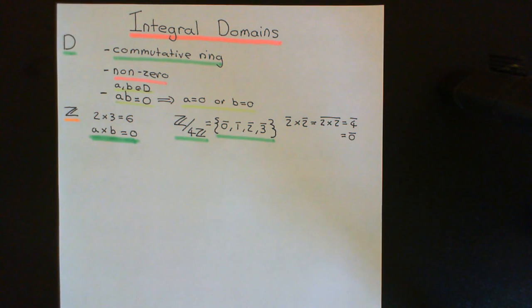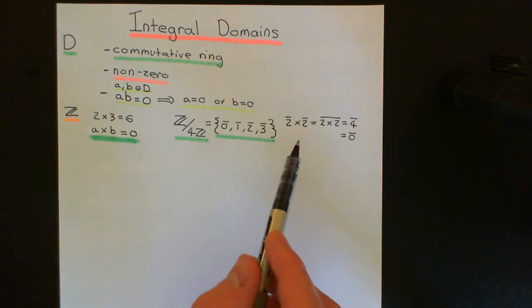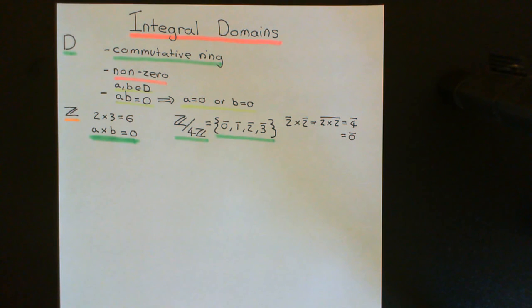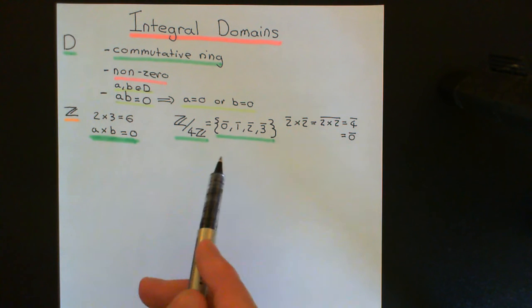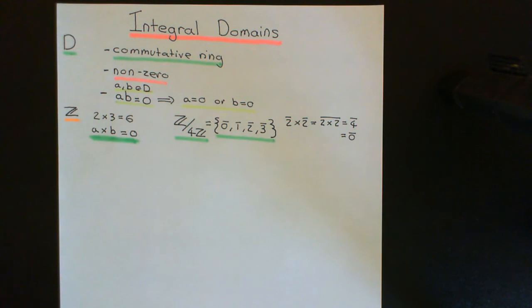which of course is the additive identity in this quotient ring that we've built here. Okay, so here we have two non-additive identity elements multiplying together in this commutative ring to give the additive identity. So this is not an integral domain, basically. This is an example where you can have two non-zero elements multiplying together to give 0.